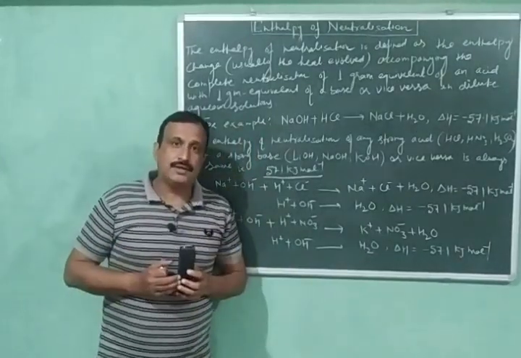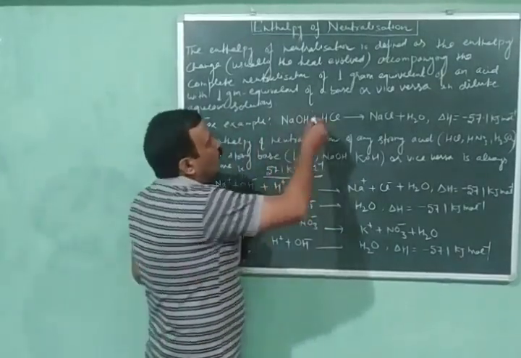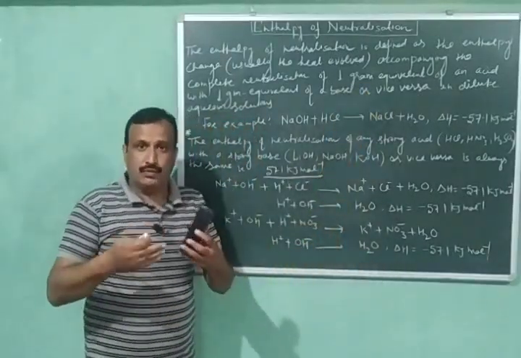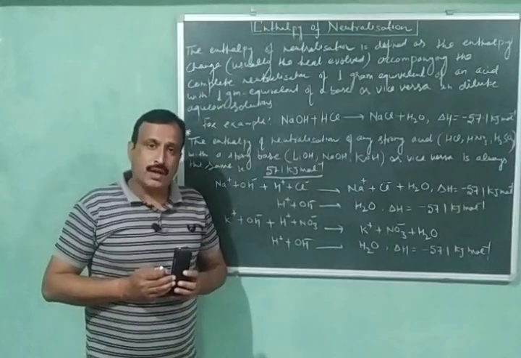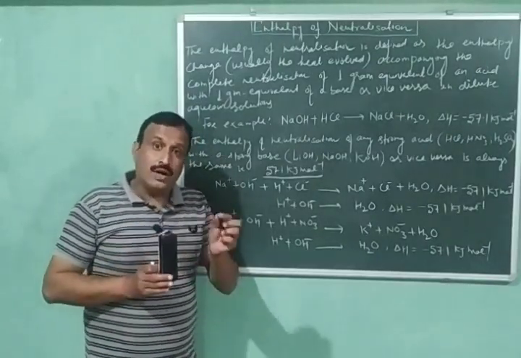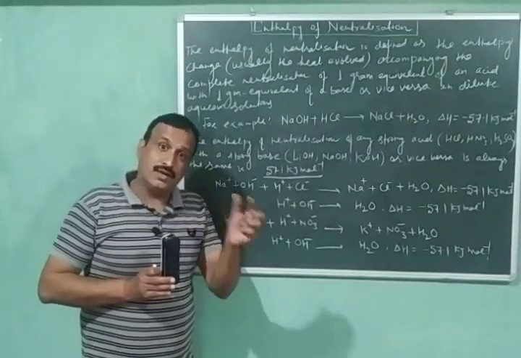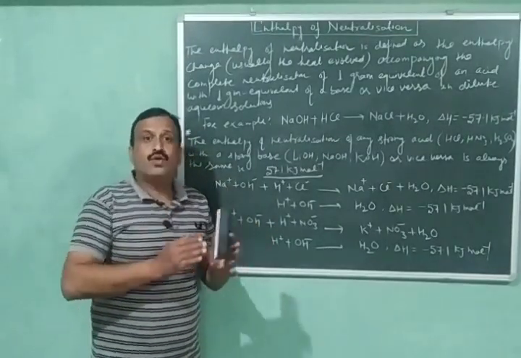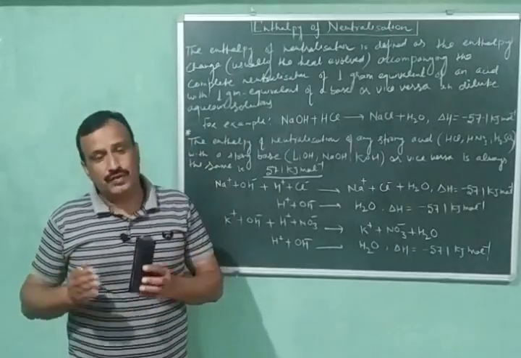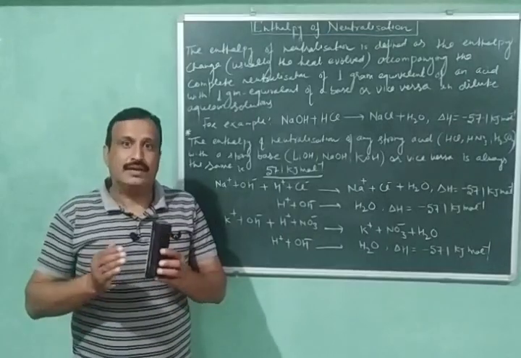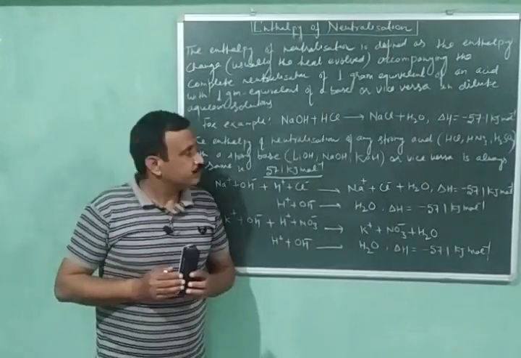And I will explain in this video what we mean by 1 gram equivalent of an acid and 1 gram equivalent of a base. And further, I will also explain why we have taken 1 gram equivalent of an acid and 1 gram equivalent of a base. It could have been 1 mole of an acid or 1 mole of a base, but we didn't take that. Okay, so I will explain, so keep watching this video.